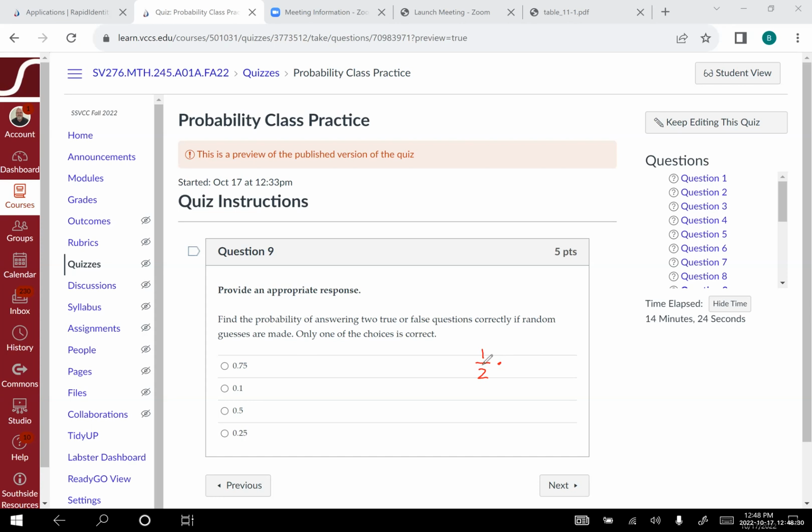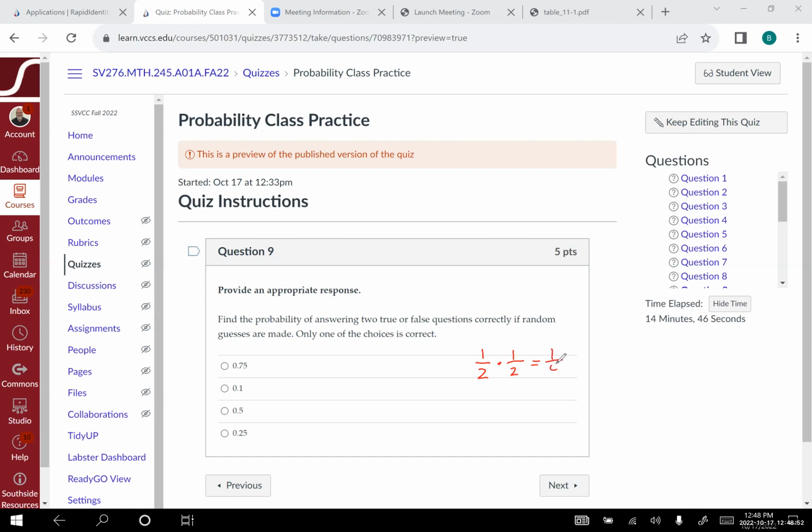Now, here again, these are independent events. I'm guessing again on the second question. It's true and false as well. What's the probability I get the second one correct? 1/2. Yeah. So guessing on two questions on a true and false test, the probability of getting them both correct is 0.25.